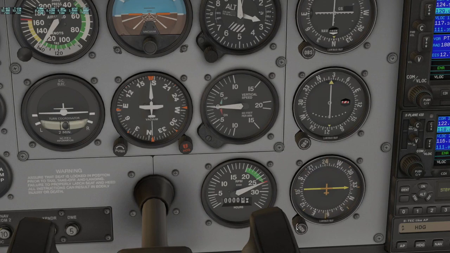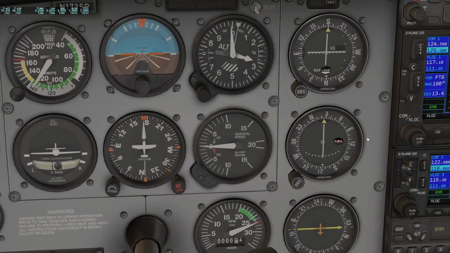Here we go. 250 inbound. So I need to intercept this radial and then go towards the VOR. So I'm going to go opposite of that, which is 070, as you can see here on the bottom. So I need to intercept this radial, the actual physical radial right here, and then actually turn towards the VOR.